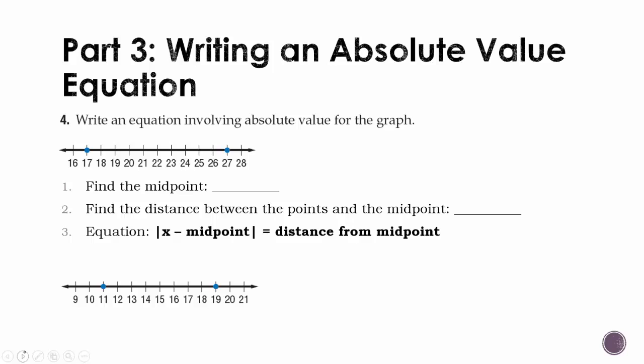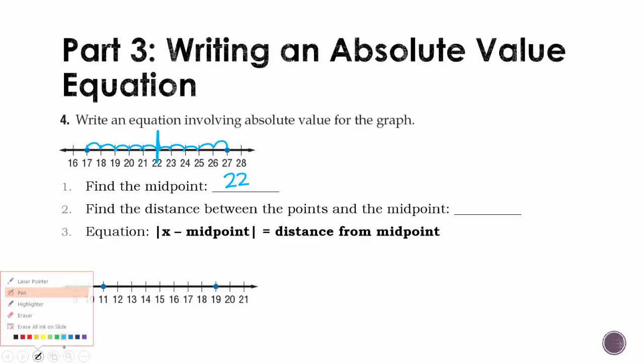The first thing you're going to do is find the midpoint between your 2 points. So to do that, just start counting in. So 1 in, 1 in, another one in, another one in. Keep going in on both sides until you reach the middle, which is right here. 22 is our midpoint.